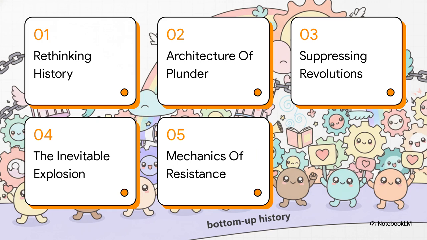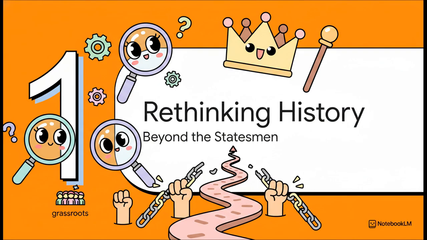So here's how we'll break down the anatomy of resistance today. 1. Rethinking the historical record. 2. The architecture of plunder. 3. Suppressing popular revolutions. 4. The inevitable explosion. And 5. Mechanics of resistance. Let's hit Section 1.